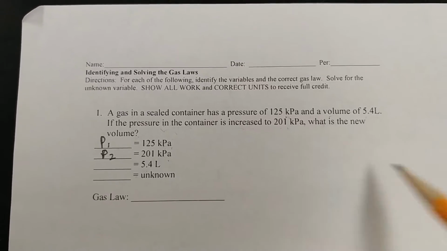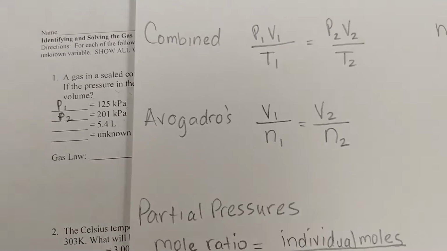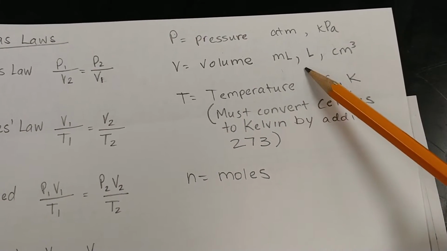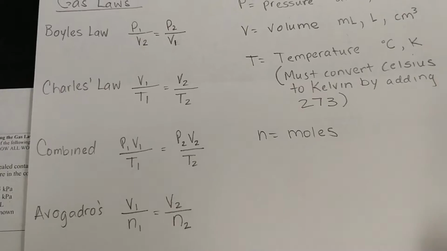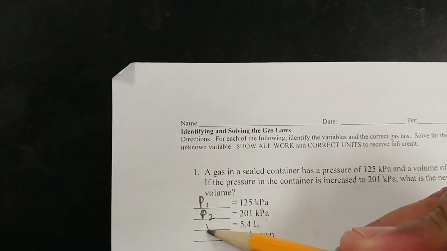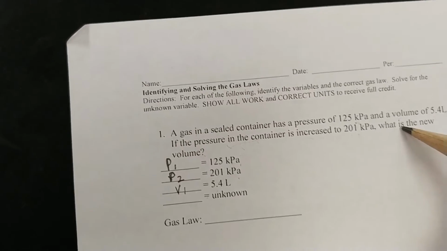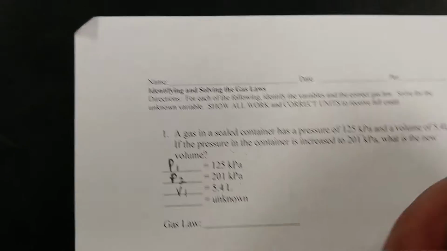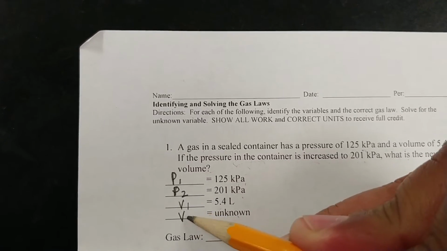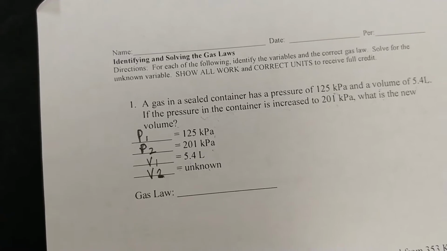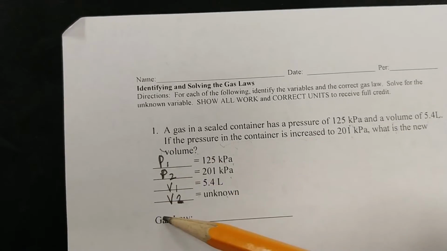So it's telling you it's volume, but if you look at your foldable, you'll also know that volume comes in milliliters, liters, and centimeters cubed behind the number. So that's your first volume. It's asking what is the new volume. We don't know what the new volume is, so that's our unknown, what we have to look for. So that's V2. So we have pressure and volume involved in this problem.